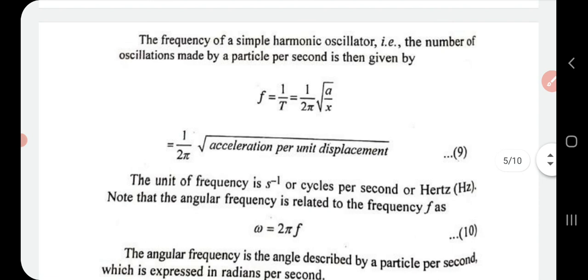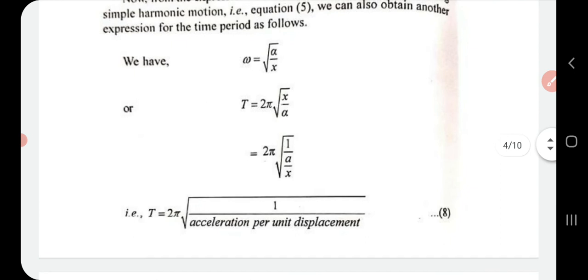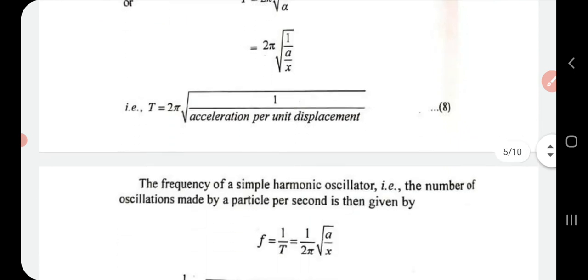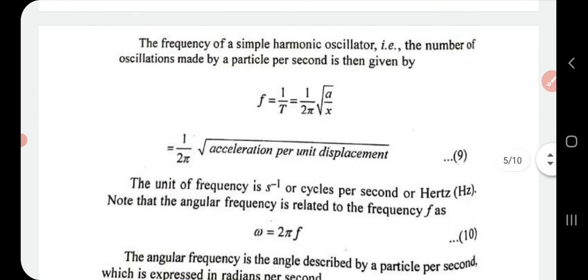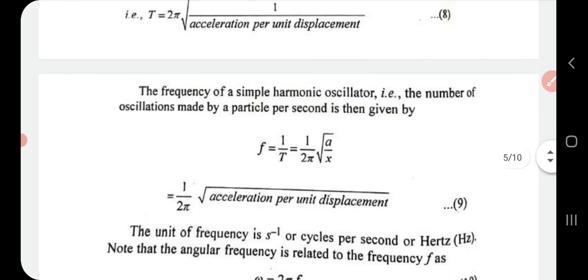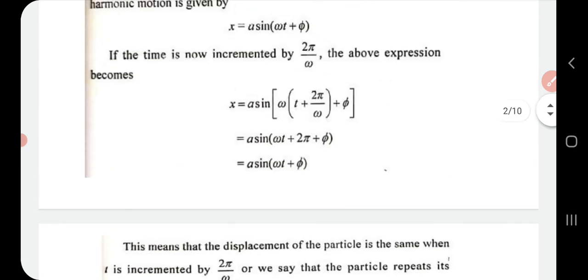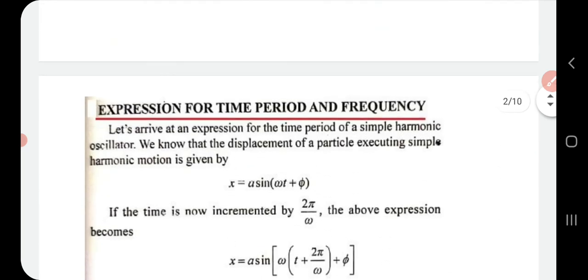Here you have derived the expressions for time period and frequency, and remember the formulas for calculating time period and frequency. T equal to 2 pi by omega and T equal to 2 pi root of 1 by acceleration per unit displacement. These are the two expressions for time period, and for frequency it is 1 by 2 pi root of acceleration per unit displacement. So these are the important questions from today's session.